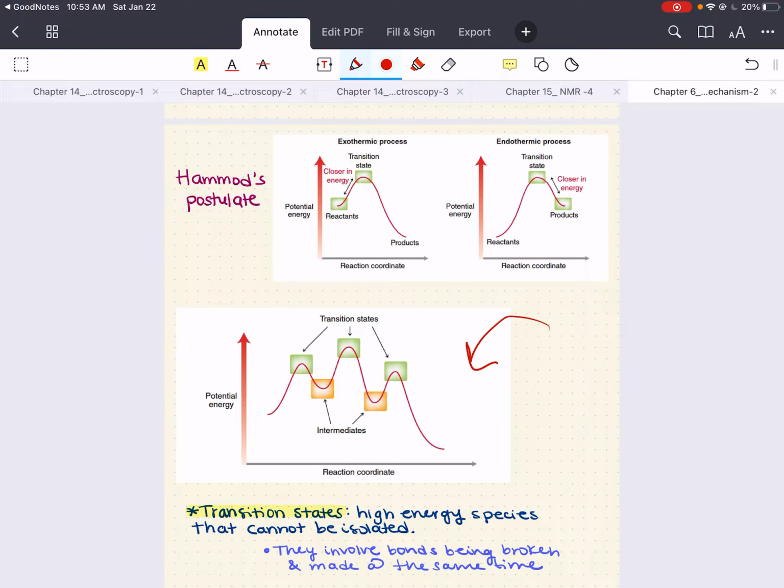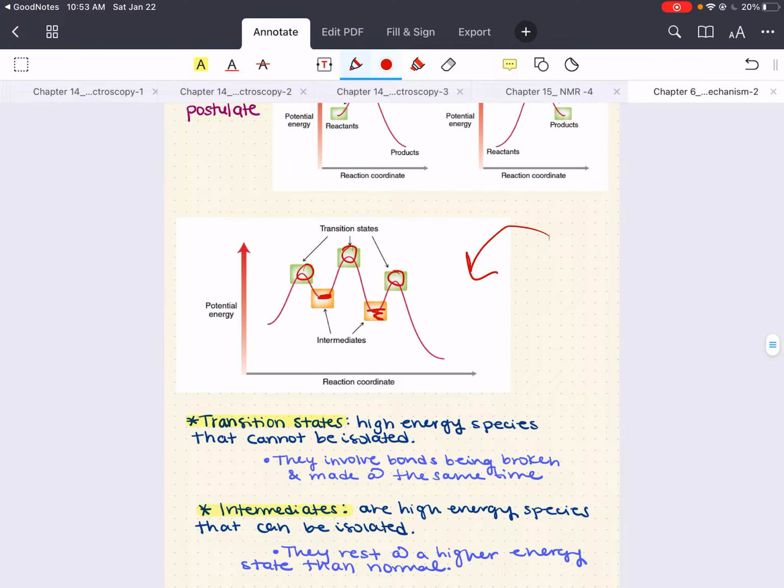Now, in the energy diagram of a multi-step process, all our local minima, these valleys right here and right here, are going to represent intermediates in our reaction, and all the local maxima, these peaks that we see here, here, and here, are going to represent transition states. Now, transition states are defined as high energy species that cannot be isolated. They involve bonds being broken and made at the same time.